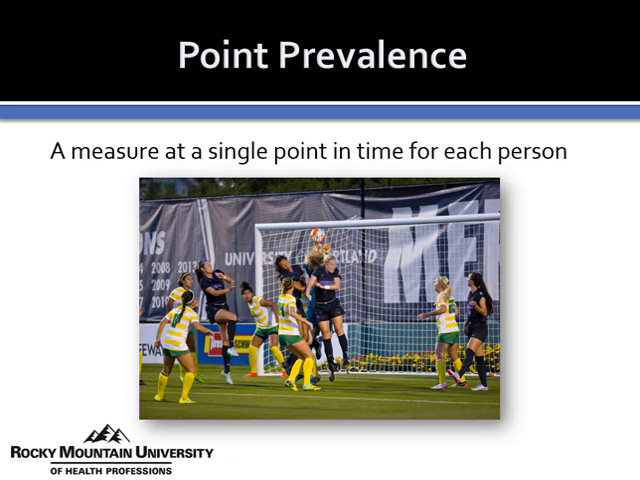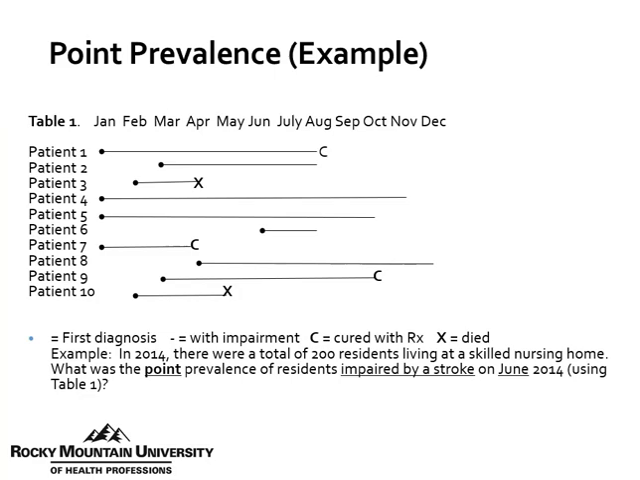Point prevalence, again, that's a measure at a single point in time for each person. Here is a point prevalence example. This is all made up stuff. But what we've got here is a skilled nursing facility, or a skilled nursing home, and there's 200 residents. And you want to know what the point prevalence is of residents impaired by stroke in June of 2014. So you've got a table here. There's 10 people presented here. You can assume that the other 190 are healthy.